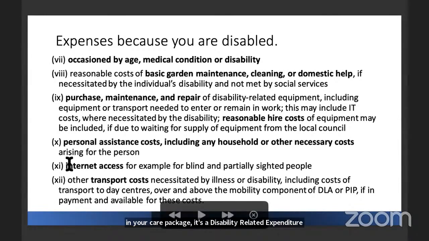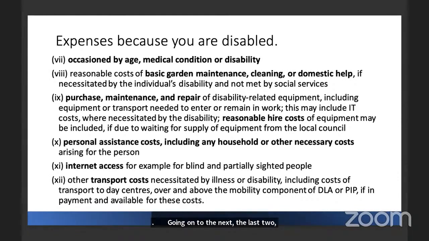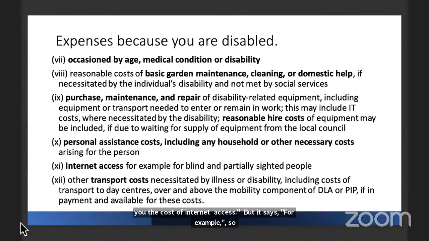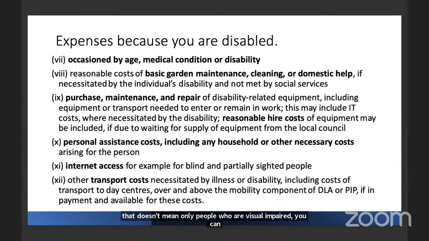Going on to the next, the last two, we have internet access, for example, for blind and partially sighted people. And I'm picking up for example here. So I've seen some policies where it says, if you're a blind or partially sighted person, we will allow you the cost of internet access. But it says, for example, so that doesn't mean only people who are visually impaired. You can argue that.